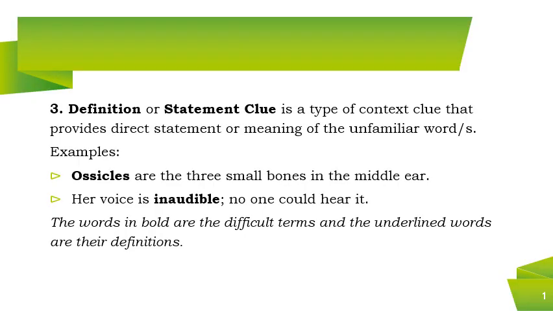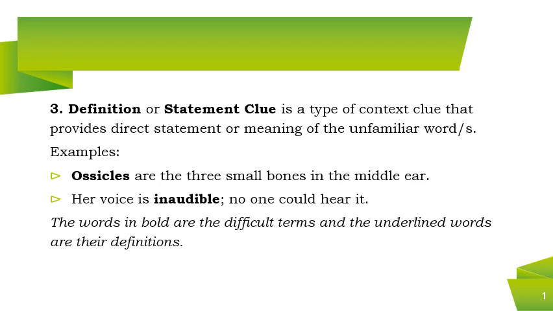Okay, grade 8 Banalo, we are now in our third type of context clue. Let's first have a short review of the first two. The first is the synonym or statement clue, which gives the same meaning. The second is the antonym or contrast clue, which gives the opposite meaning. Take note that in an antonym or contrast clue, there are words that signify opposite meaning, like but, unlike, instead of, and while, and so on and so forth.